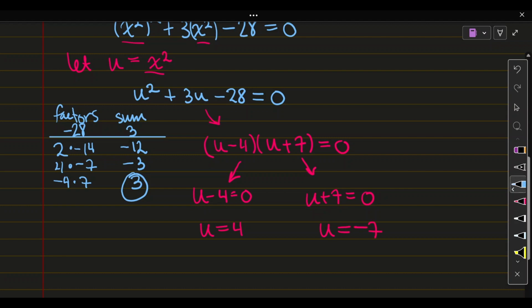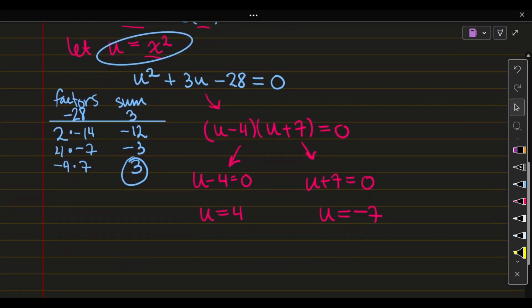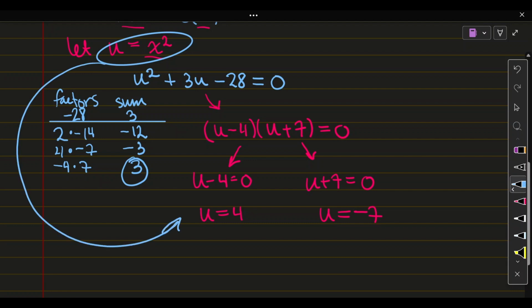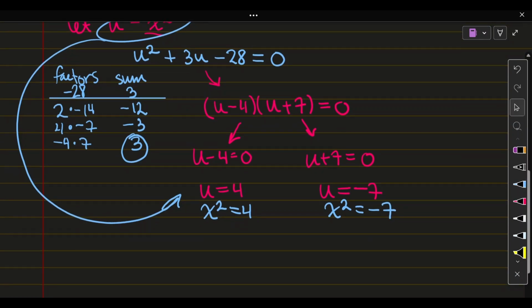But remember, at the beginning, I said that u is equal to x squared. And we're solving this equation for values of x. So I need to plug x squared back in for u. So remember that u is x squared. So x squared equals 4, and x squared equals minus 7. Okay? X squared equals 4, I can take the square root of both sides, and I get that x is equal to plus or minus 2.